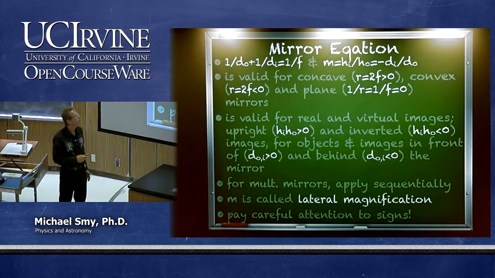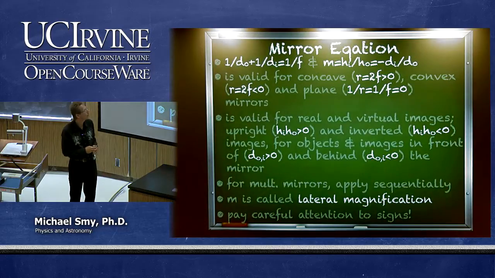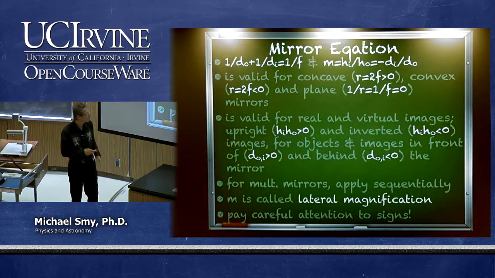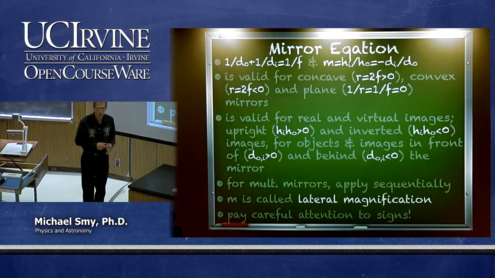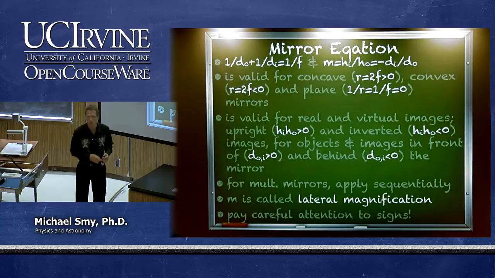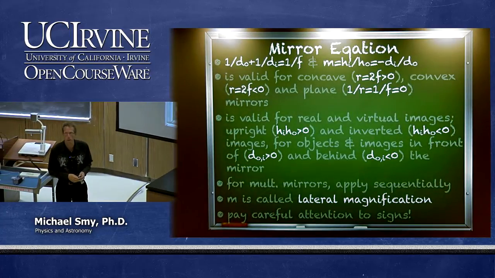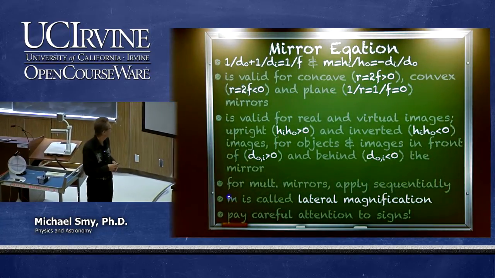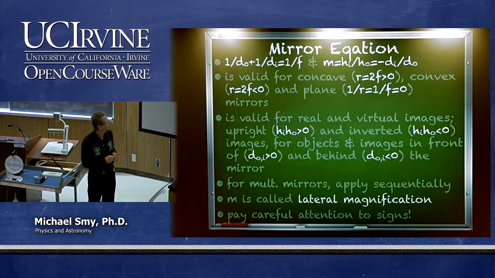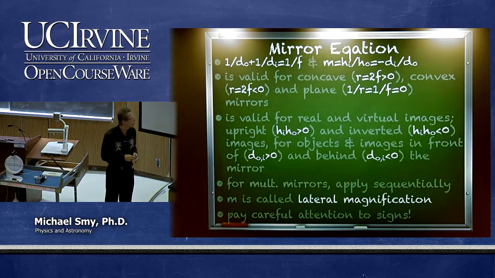The mirror equation is also valid for both real and virtual images, upright images and inverted images, for objects and images in front of the mirror and behind the mirror. And if there are multiple mirrors in a problem, then you can apply the mirror equation sequentially, and the image of the first mirror becomes the object of the second mirror. And M is called the lateral magnification. And for the equation to work right, you need to be very careful with the signs for those various quantities.